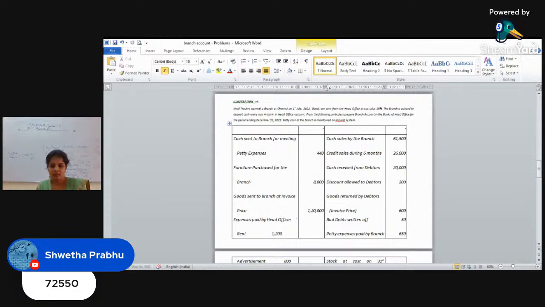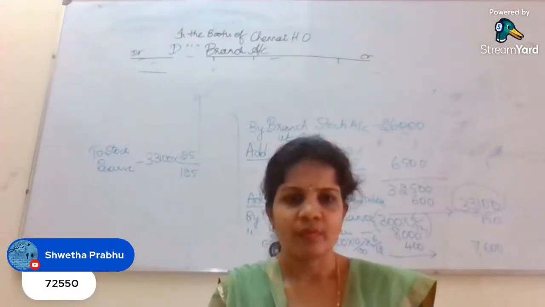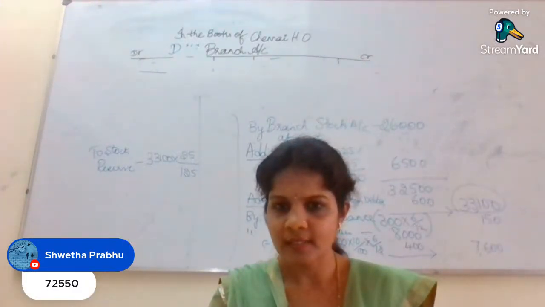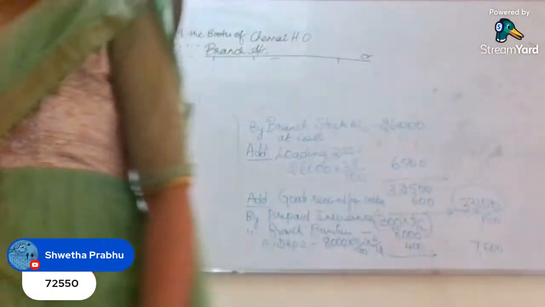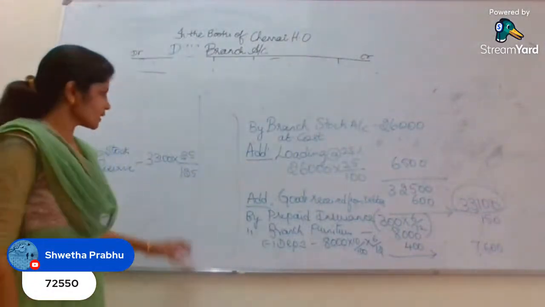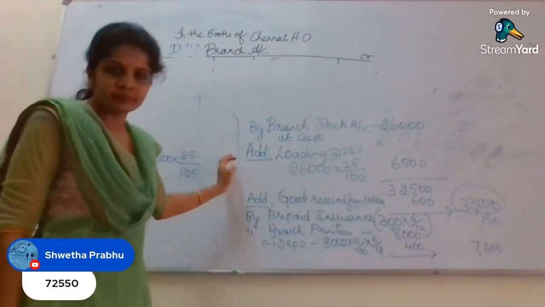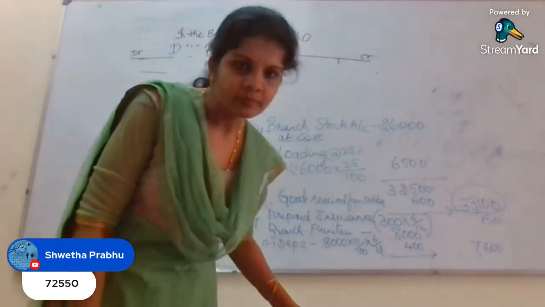6,500, is it? I don't think so. 33,100 into 25 divided by 125 is 6,620. It is not exactly 6,500. Oh, very sorry. I have not enlarged the screen. You want me to repeat it again? We could have moved to some other problem. Look here, okay. Is it visible clearly?